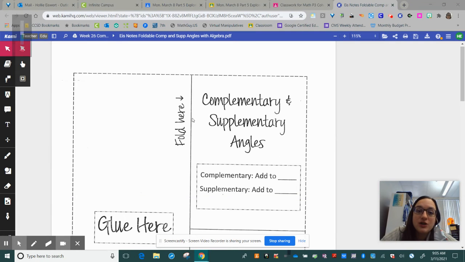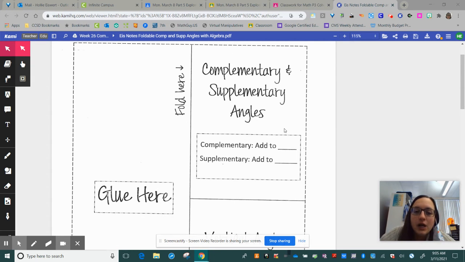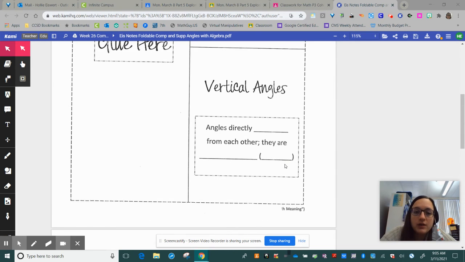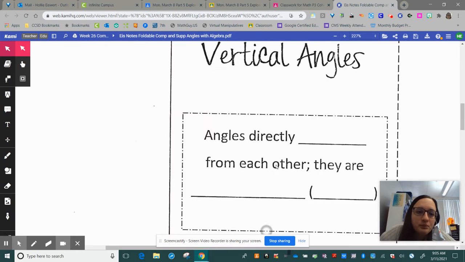Hello. We're going to finish up these notes before you move to the scavenger hunt, or the clues, the whodunit, the activity. All right, so we've already filled in this top part with the 90 and 180. We're focusing here on vertical angles.